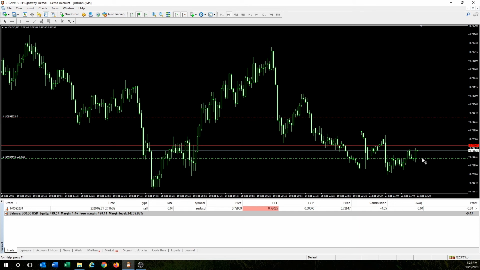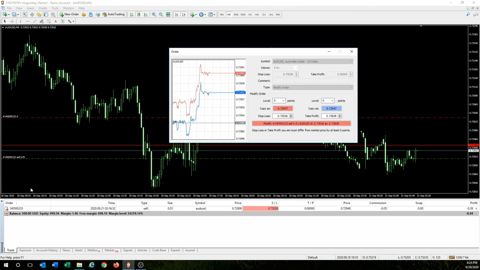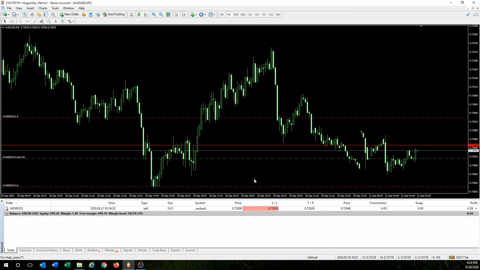I'm going to left click on here and drag. Look here now, it says TP. Before it said stop loss, but because I dragged it down, because we're selling, you can see that it's showing 85 cents. If I let go here, I get this pop-up, and I hit modify, and then hit OK. So now it's set a take profit.